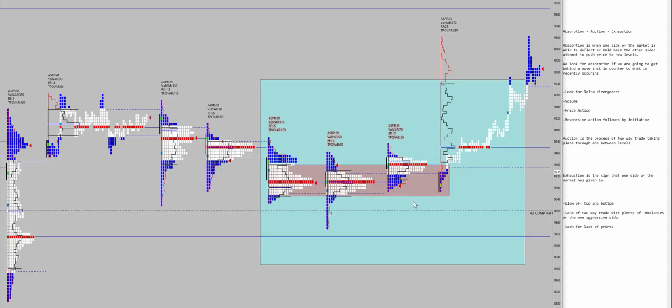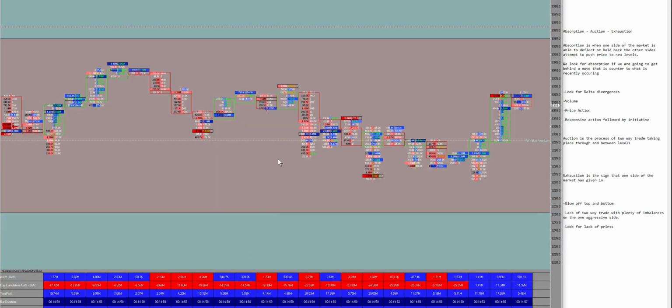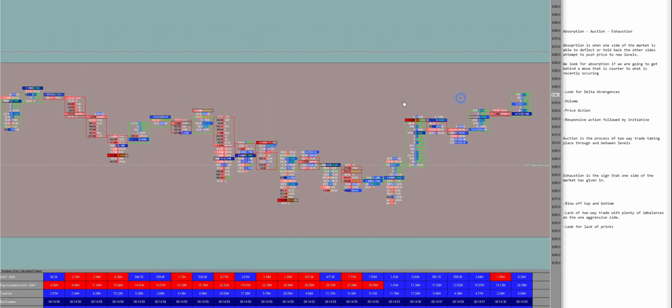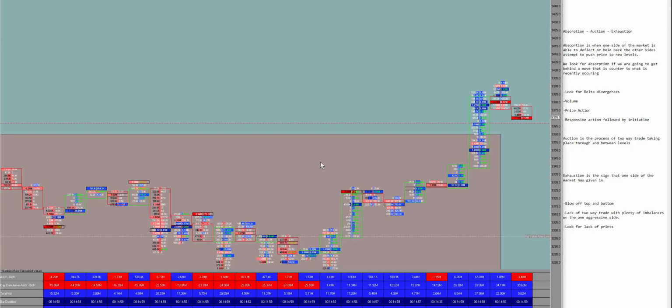So focusing on this structure and how we resolve outside of the high, this is going to be the difference between exhaustion and auction. A sign that there is a two-way auction taking place, rather than exhaustion or a blow-off top. Exhaustion is a sign that one side of the market has given up.